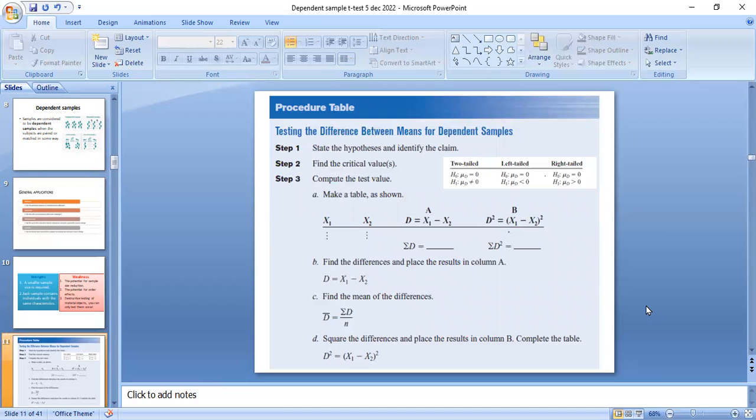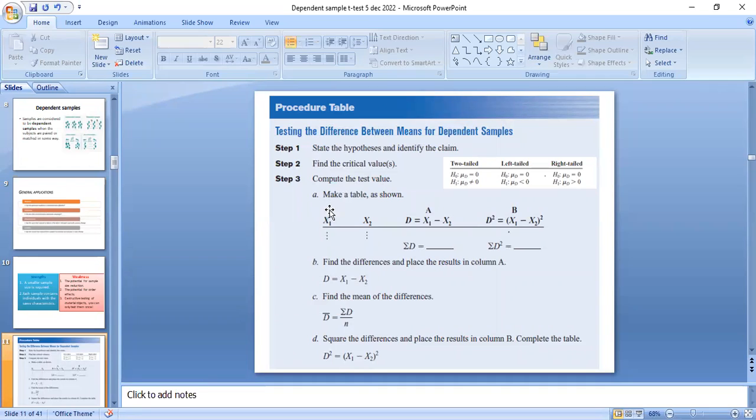Notice the procedure table for the calculation of the dependent sample t-test. In step 1, we state the hypothesis and identify the claim. For the two-tail test, our null hypothesis is mu d equal to 0, where mu d is the difference of the means, and the alternative hypothesis is that mu d is not equal to 0. In a left-tail test, our alternative hypothesis is that mu d is smaller than 0, and in a right-tail test, our alternative hypothesis is that the difference of the means is greater than 0. In the next step, we find the critical value, and in the third step, we compute the test value.